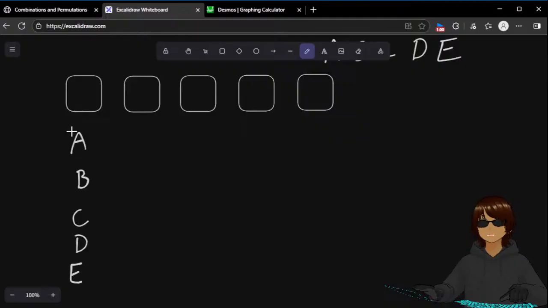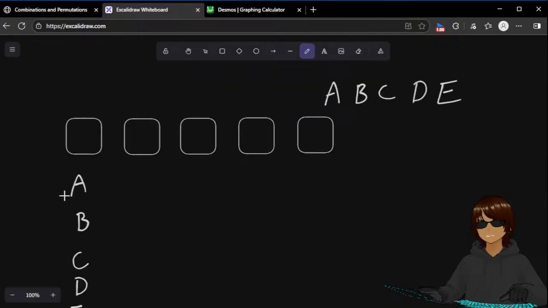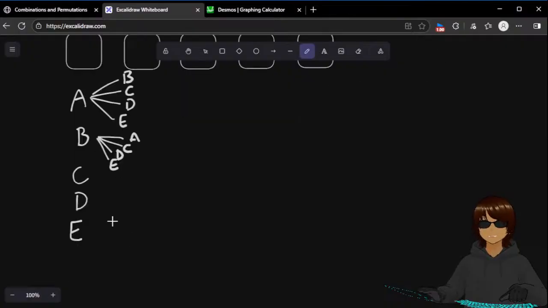If I do choose one, then I have 4 different options for the second box. For example, if I choose A, then for this box I can choose either B, C, D, or E. If I choose B in the first box, then in the second box I can choose A, C, D, E. If I choose E in the first box, I can choose A, B, C, D.